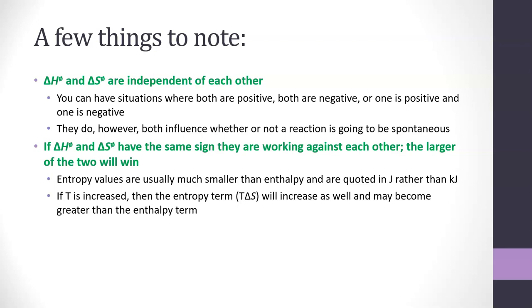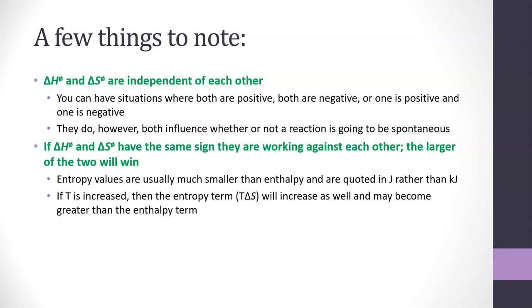They do, however, influence whether or not a reaction is going to be spontaneous, and we need to consider both the enthalpy and the entropy of a system in order to predict whether or not it will have a negative Gibbs free energy and therefore be spontaneous. If delta H and delta S have the same sign, then they are working against each other and the larger of the two will win.